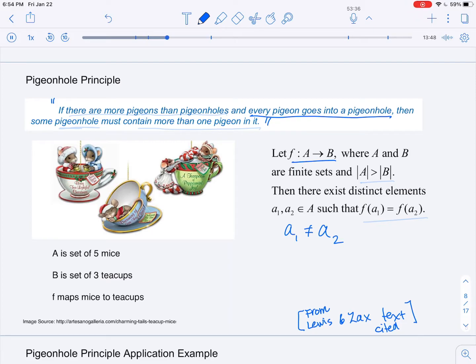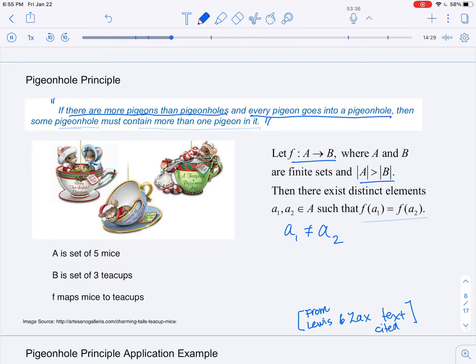And so that English language is captured by the fact that f is a function, and where A and B are finite sets, such that the cardinality of A is greater than the cardinality of B. The cardinality of A being greater than the cardinality of B captures the notion that there are more pigeons than there are pigeonholes. So from this we can see the set A represents the pigeons, and the set B represents the pigeonholes, and f is the function by which we map the pigeons to the pigeonholes.